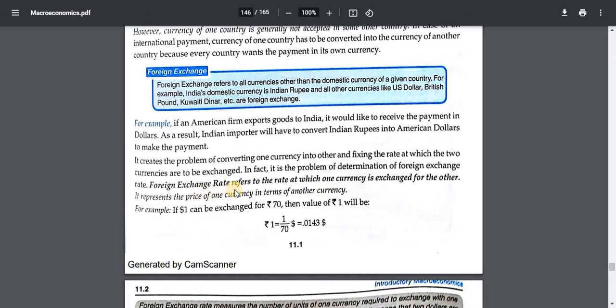Foreign exchange rate refers to the rate at which one currency is exchanged for the other. It represents the price of one currency in terms of another currency. For example, if $1 can be exchanged for rupees 70, then the value of rupee 1 is equal to 1/70 dollar, which is 0.0143 dollar.